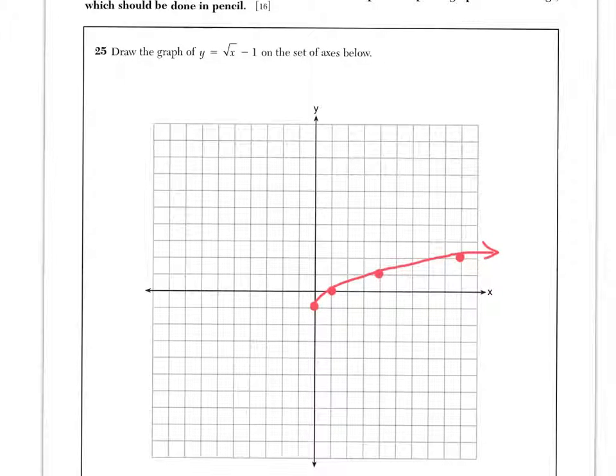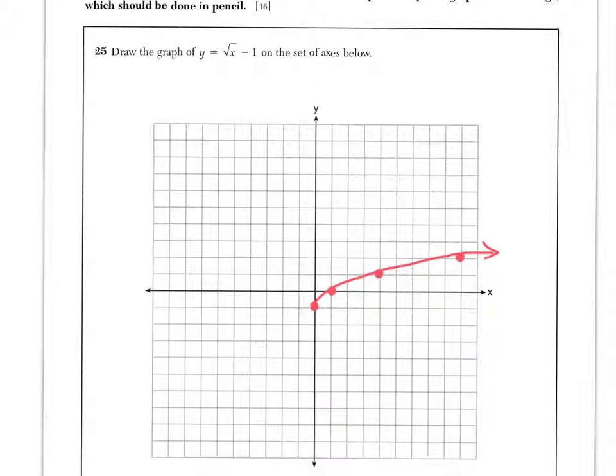So question number 25 is very straightforward. What I would recommend that you do with the question, if you ever get something like this, is type it into your calculator, look at the table of values, and plot all the points that you possibly can.